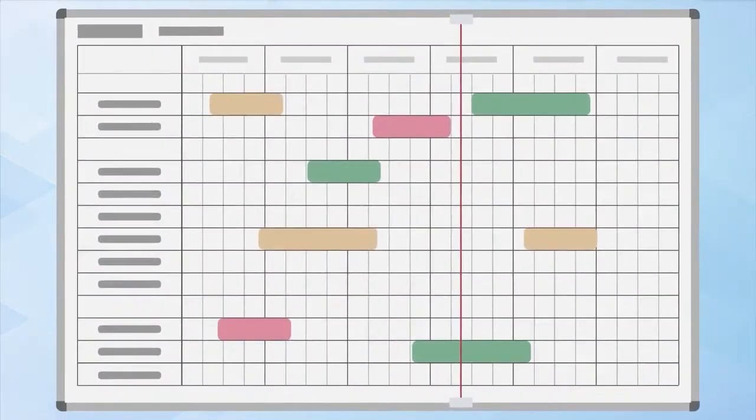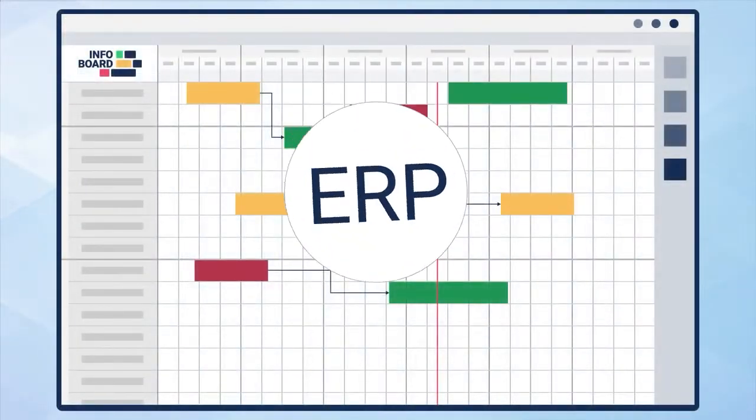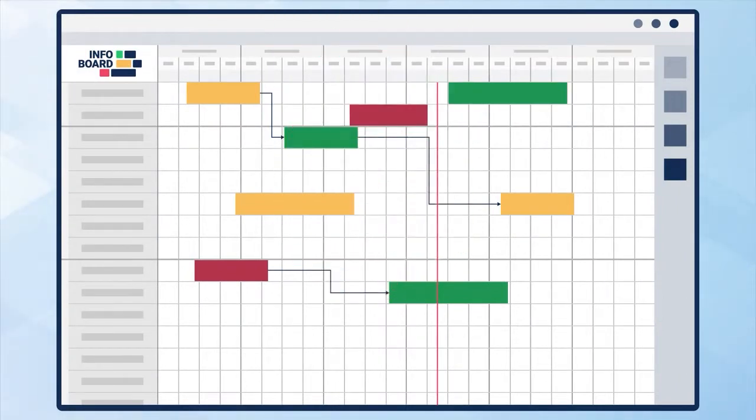InfoBoard is based on the idea of a magnetic planning board, but digitally implemented and can be automated. For this reason, InfoBoard is not an ERP system. On the InfoBoard planning board, work processes with their dependencies and resources are graphically displayed on the calendar.